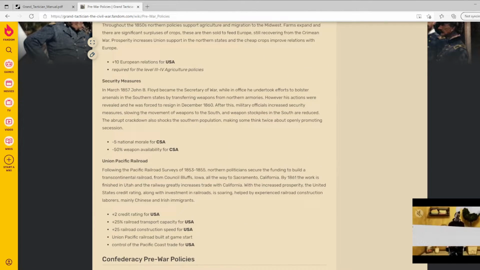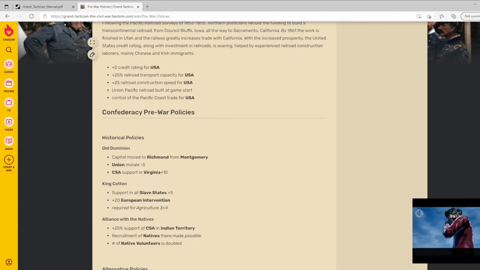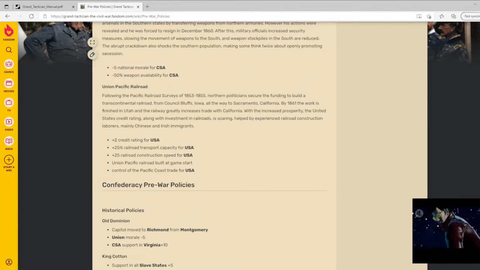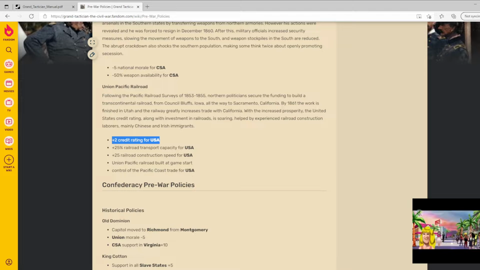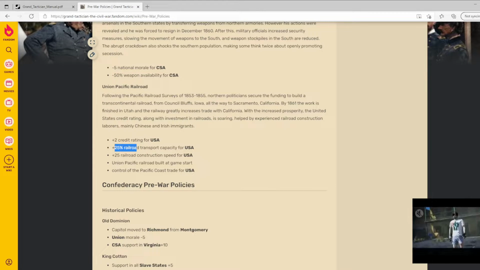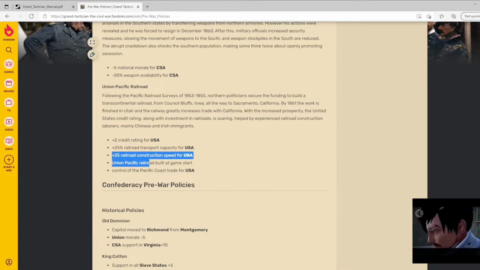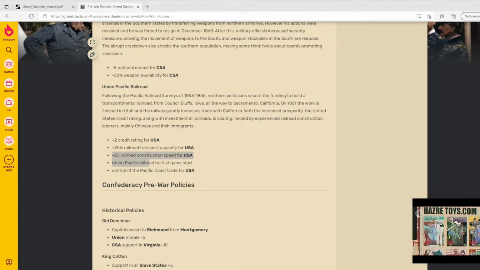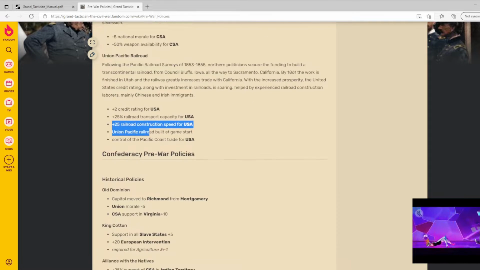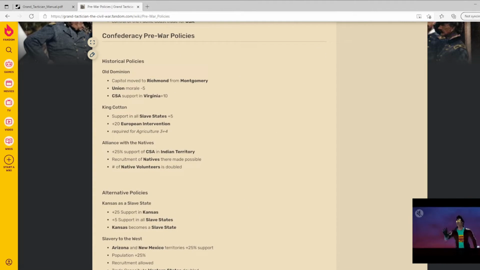What else? Union Pacific isn't a horrendous one. The +2 credit rating isn't bad. Plus 25% railroad transport capacity and construction speed. So yeah, none of those are bad. You can read through them and you can figure out what you might want there.